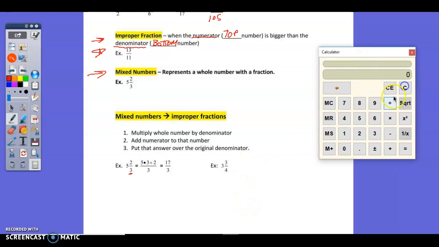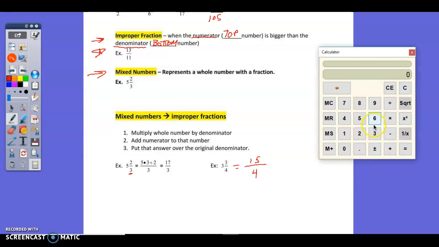All right, so using these directions, I'm going to do 4 times 3. And then I'm going to add that numerator, so plus 3. You can see it up here in this calculator, it kind of gives it to you. So that's 15. And then on the denominator, we have to put the original denominator. In this case, it's 4. So 15 over 4 is equivalent to 3 and 3/4.